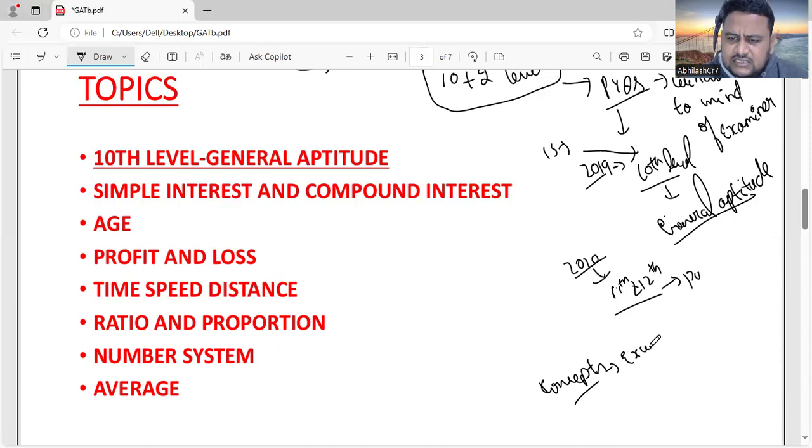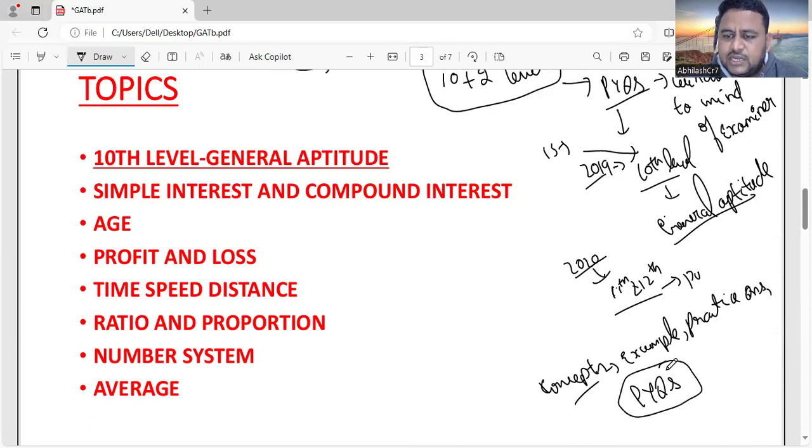Example questions or practice questions also, and mainly, most importantly, all the PYQs will be covered, in a systematic way, chapter wise.